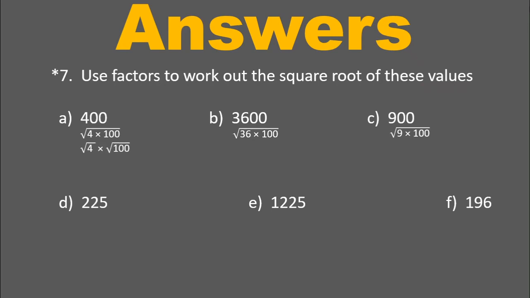The square root of 4 and the square root of 100 is 2 and 10. So the square root of 400 will be 2 times 10, which is 20. The square root of 3,600 is the square root of 36 times the square root of 100, which is 6 times 10. So that's 60. And the square root of 900 is the square root of 9 times the square root of 100, which is 3 times 10. So that's 30. Of course, I hope you remembered your plus minus signs.